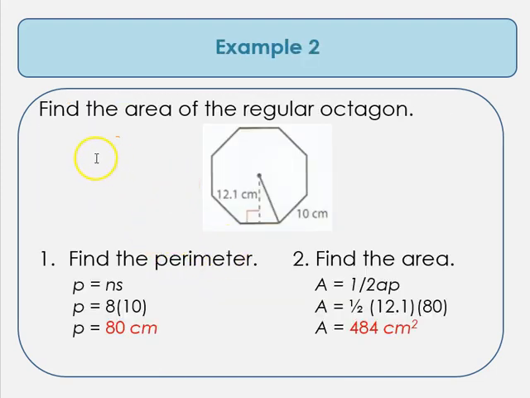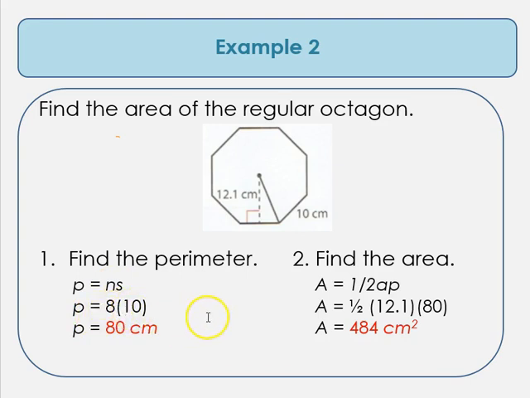All right, example 2. Let's use this. Find the area of the regular octagon. Let's look at what we have. We have one side length of 10 centimeters, and we have an apothem length of 12.1. So, to do this problem now, to find the area, you're going to do 2 basic steps. Find the perimeter, which is P equals NS, and P equals 8 times 10.